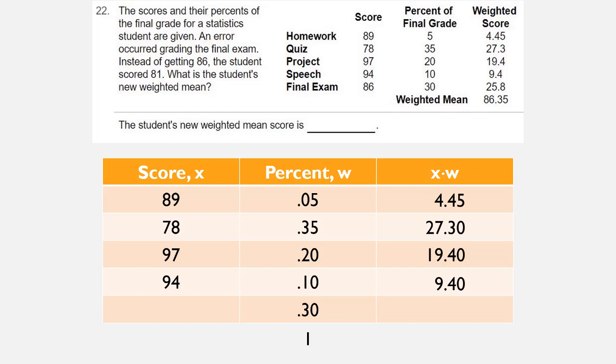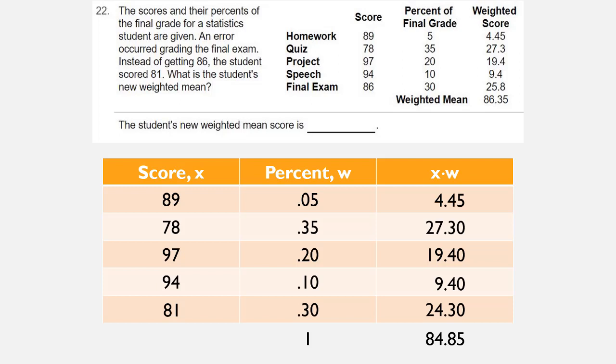So we take out the 86, it also takes out the x times w, and what we're going to do is we're going to put an 81 in its place. So we have to calculate 81 times 0.30. And when we do 81 times 0.30, we get 24.30. We add up this last column, and we get 84.85.